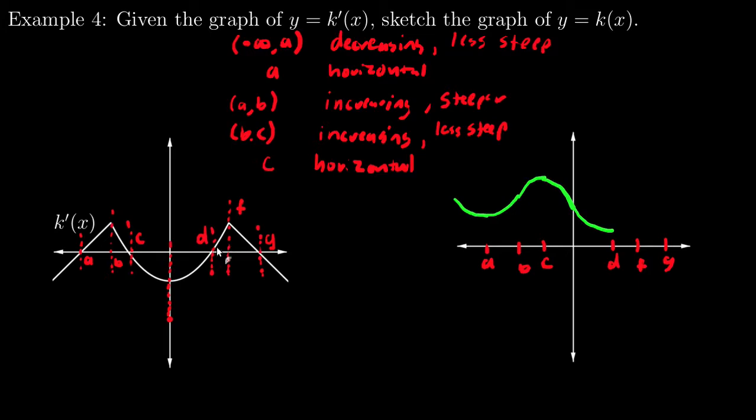From D to F, the derivative value is positive and it's getting further away from 0, so it'll be increasing at a steeper and steeper rate. From F to G, the derivative's value is still positive, so it'll still be increasing, but it's getting closer to the x-axis, so it'll be increasing slower and slower. When we get to G, it levels off because the derivative at G is 0. And then finally, from G to infinity, the derivative is negative and getting more and more negative, so it'll be decreasing at a steeper and steeper rate. And so I get a graph that looks kind of like this.